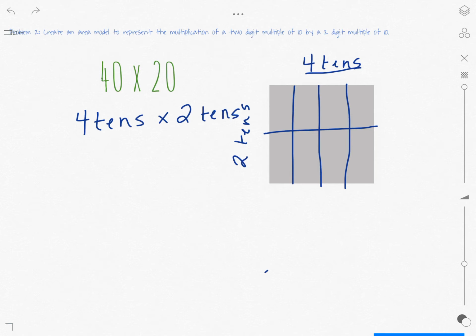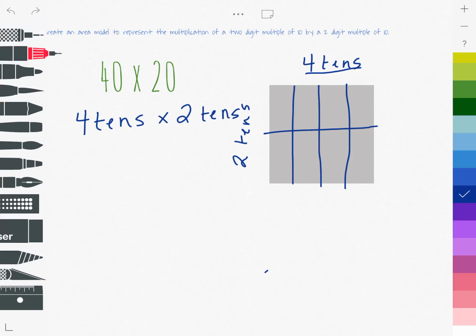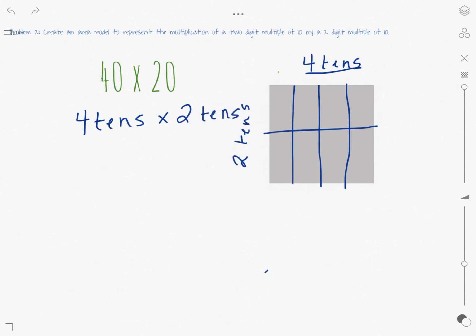So when we think about, if this is 4 tens, then each one of these boxes represents a 10. That's 1 ten, 2 tens, 3 tens, 4 tens. And if we look at the side here, we've got 1 ten and 2 tens. Okay? Now, in order to multiply, here's what happens, is you're going to end up taking 10 times 10. You kind of trace your fingers from one 10 to the other. And I know that when I get 10 times 10, my answer is 100.